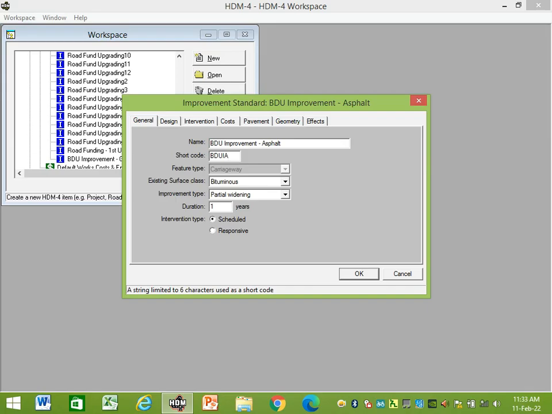Existing surface class is asphalt. It's an asphalt road, it's bituminous. So what we'll be doing is improvement type, reconstruction. You know, they are weak, they have to be rehabilitated. Rehabilitation means pavement reconstruction. So you can do pavement construction, realignment, upgrading. If you go down, this is the one it does in my case. NMT lane upgrading, NMT lane addition.